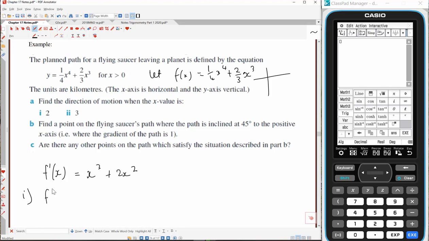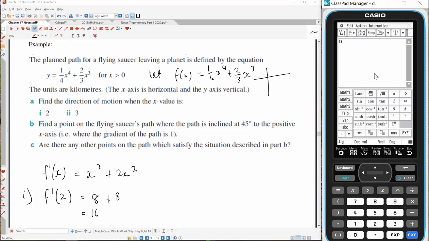So f dash 2 equals 8 plus, 2 squared is 4, 2 times 4 is 8. Just had a mental blank there. It's 16. Let's also do this with the calculator.